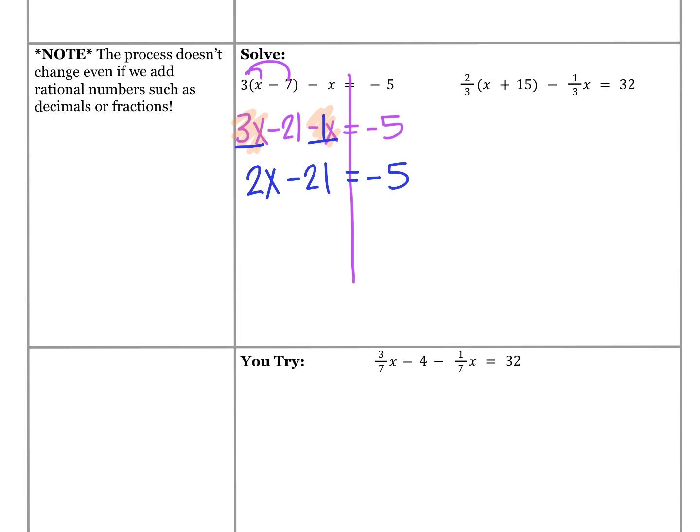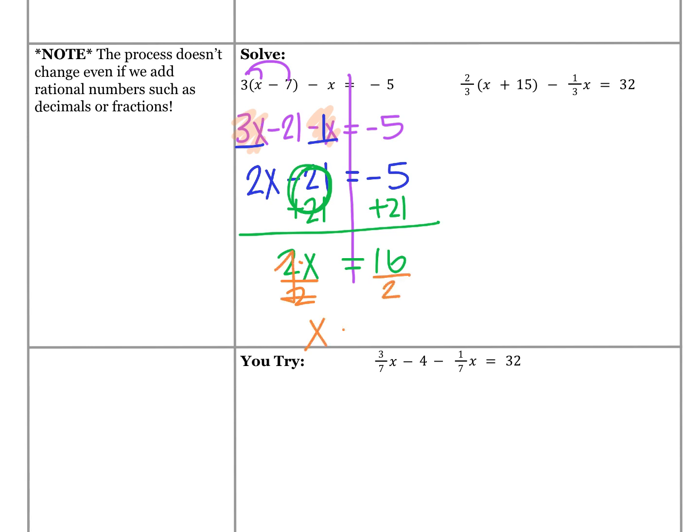Additive inverse, I have subtract 21, so I'm going to add 21 on both sides. That's my opposite. We created 0 here, left me with a 2x equals 16. And the multiplicative inverse, this is 2 times x. I'm going to divide by 2. I'm going to do that to both sides. We are left with 1x, or x equals 8.